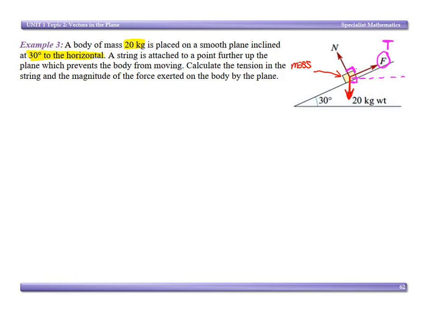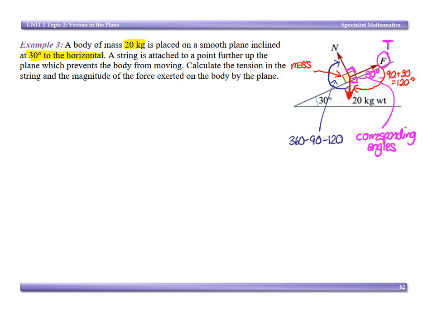Now that 30 degrees is there because of corresponding angles. So just quickly, and I'm going to get rid of it, but to see those corresponding angles, there's your F. Now that means this whole angle here has to be 90 plus 30, which is 120 degrees. So now we can work out this final angle over here using 360. That angle there is going to be 360 minus 90 minus 120, which is 150 degrees.